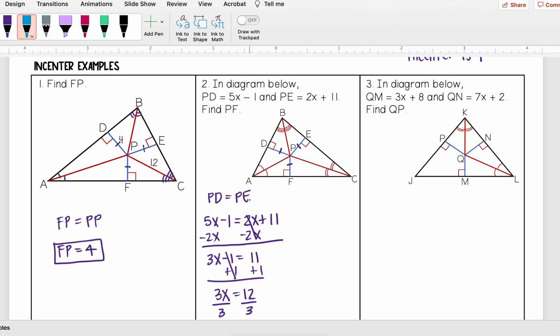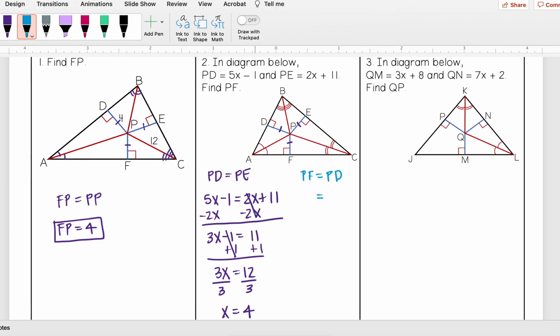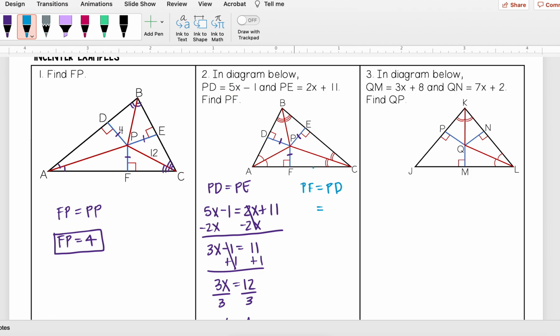Now, this question was asking me to find the length of PF. And so we have PD and PE. I want to find the length of PF. Well, since PF is actually equal to DP and EP, I can plug in x into either one of these. I'm just going to go ahead and plug it in for PD. So I know that PF is equal to PD. And so I can plug in my x value 4 in for x here. So I have 5 times 4 minus 1. So I get that PF is equal to 19.